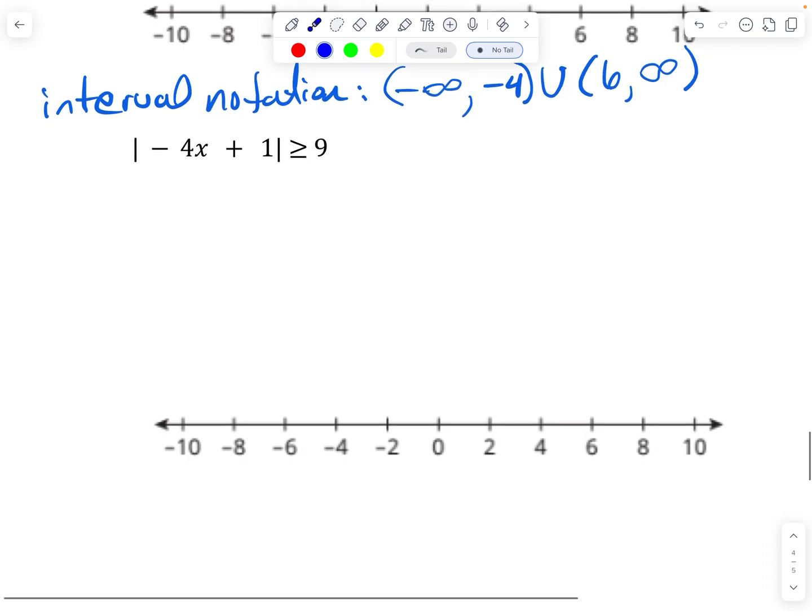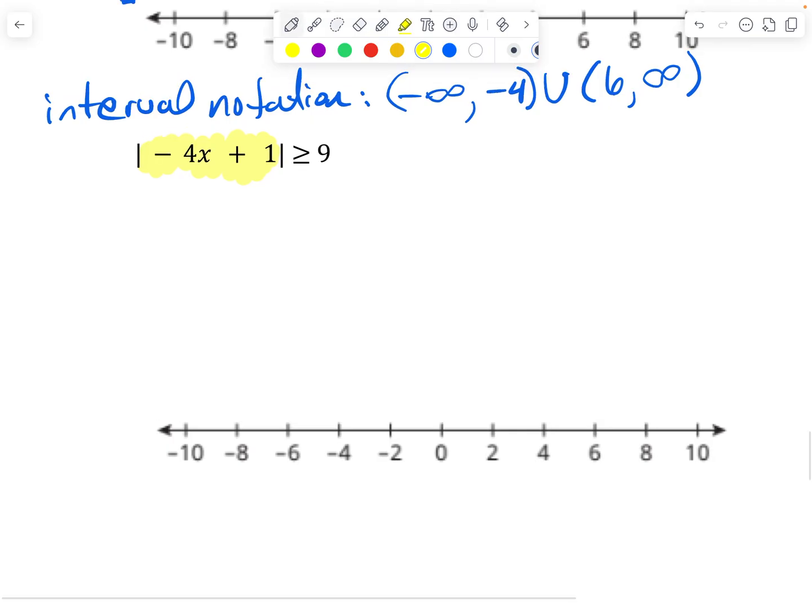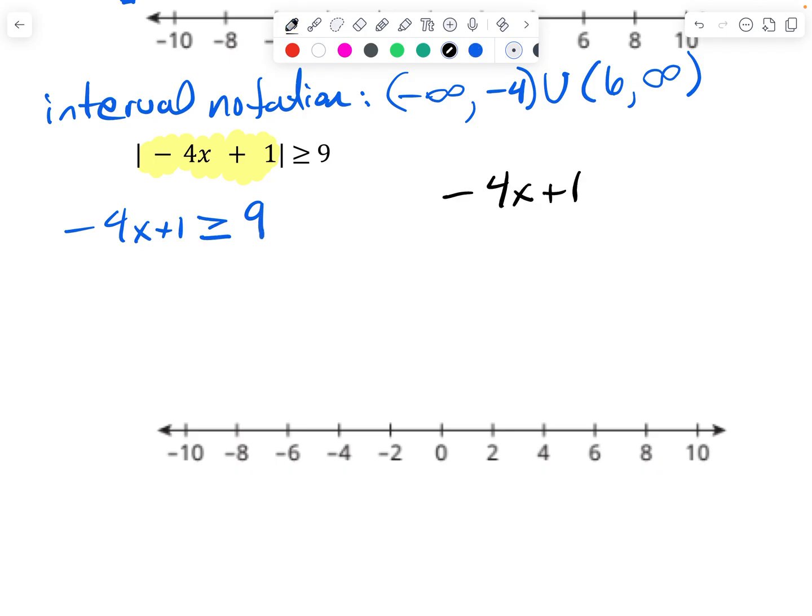Now this one's a little bit different. This one's tricky. The good news about this one is that it's already isolated. So our absolute value is already isolated, so we can split it into two different equations. So here we go. This is going to be -4x plus 1 is greater than or equal to 9. Now write the second equation: -4x plus 1 is less than or equal to -9. So here we go. I'm going to solve the one on the left first. Minus 1.